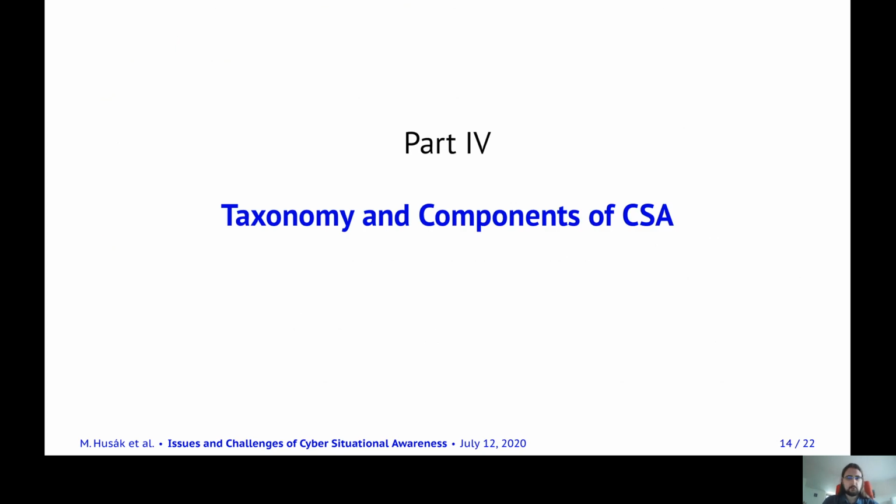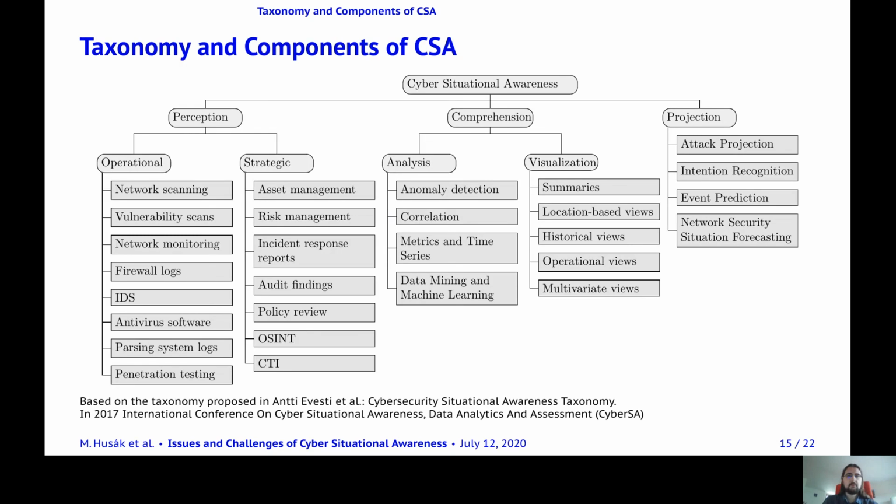In the next part of our work, we updated a taxonomy and enumerated components and tools for CSA. For this purpose, we used the taxonomy proposed by Antti Avesti and his colleagues in 2017, which is actually a good taxonomy, a good enumeration of tools for operational and strategic data gathering and analysis and visualization of the data. But we found that the taxonomy does not link to the definition of CSA.